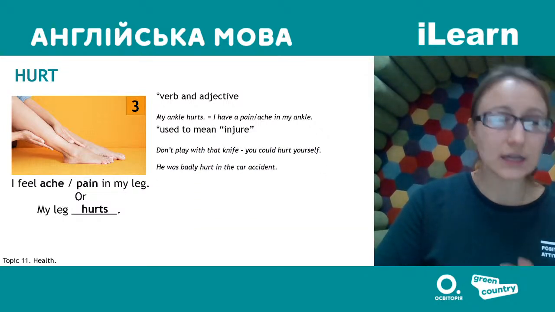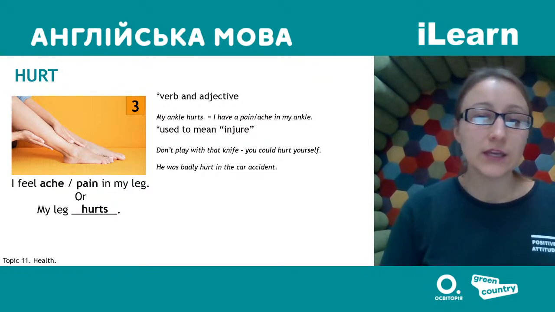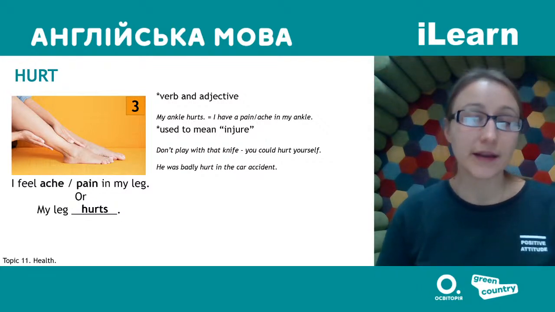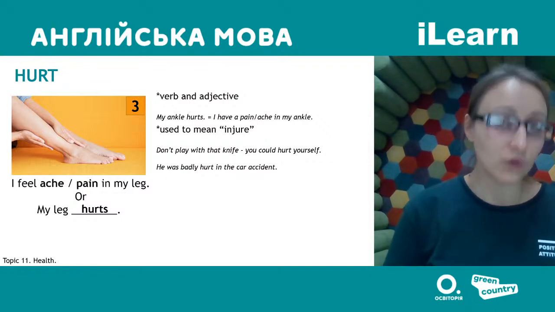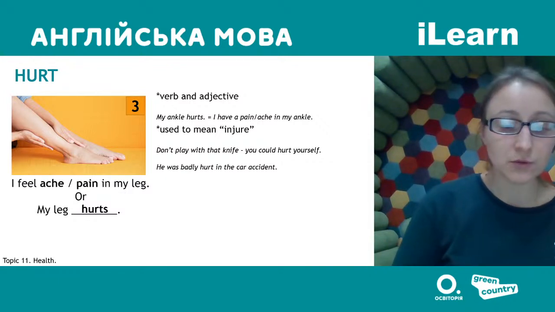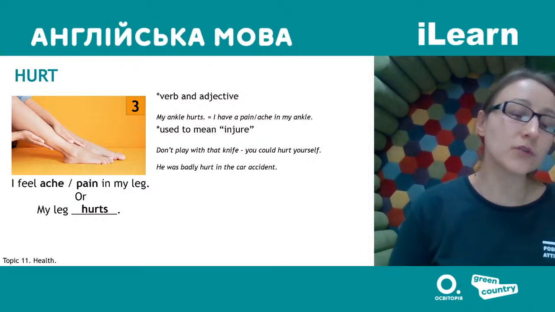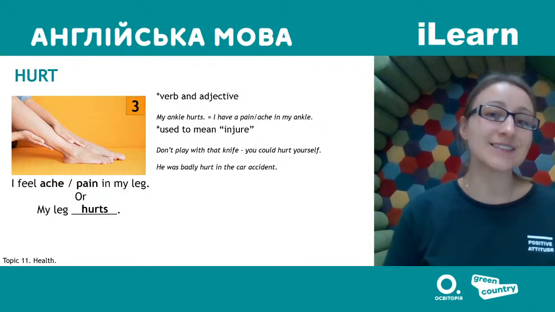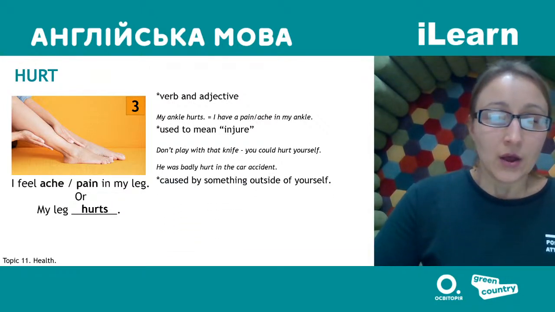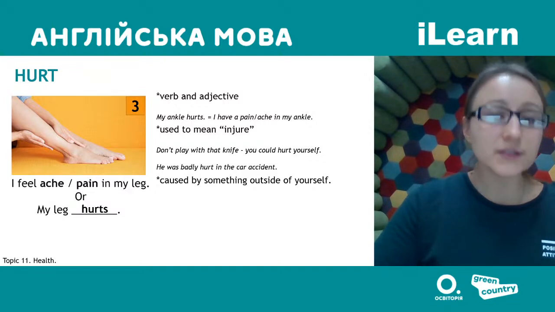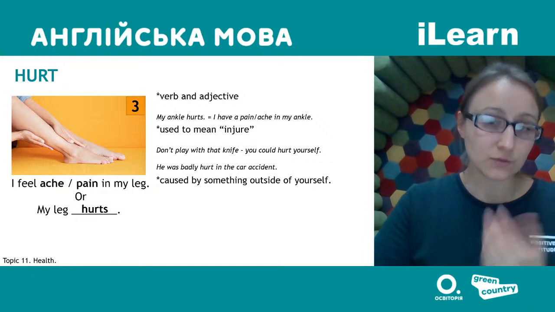And also hurt may be used to mean injure, травмуватися. For example, he was badly hurt in the car accident. Бачимо, що тут використовується як прикметник, тобто він був важко травмований. So, давайте підсумуємо. Ache and pain are nouns, використовуються як іменники, but hurt is mostly used as a verb and sometimes as an adjective in the meaning of injured. Якщо це хтось травмований. Okay, yes, and if we talk about hurt, it's something caused by something outside of yourself. Тобто це ви якось травмувалися, якщо ми говоримо про injure.